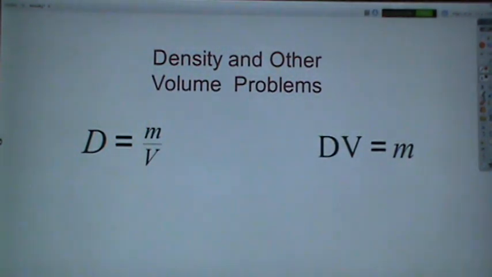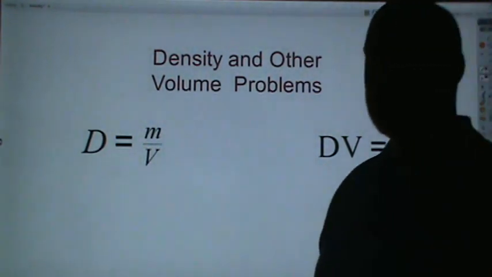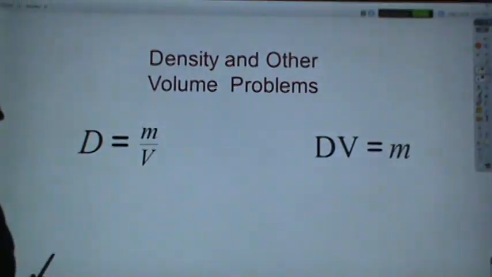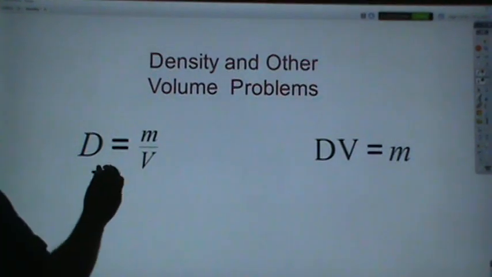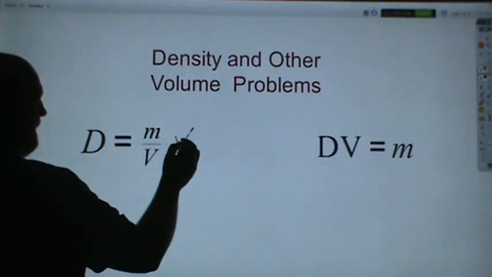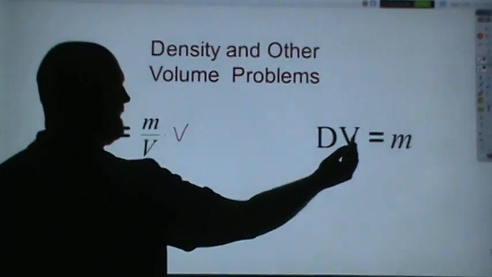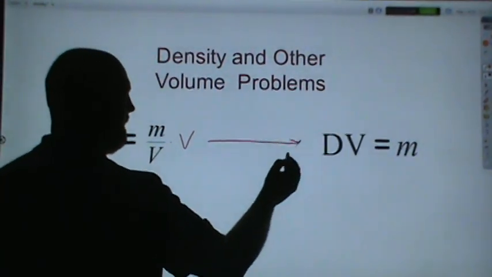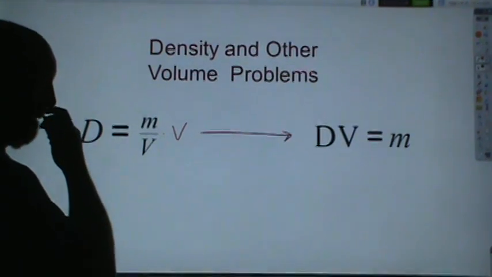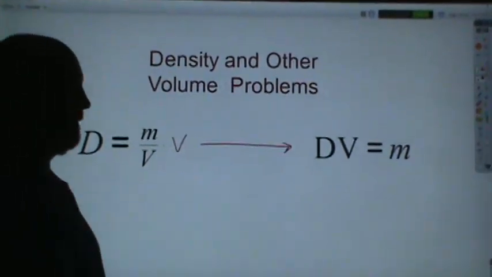From earth science, you've learned that density equals mass divided by volume. And here we've talked a little bit about how if we multiply by the volume on both sides of the equation, we can come up with this formula that mass is equal to density times volume. And that's the more frequent formula that we'll use in this course.